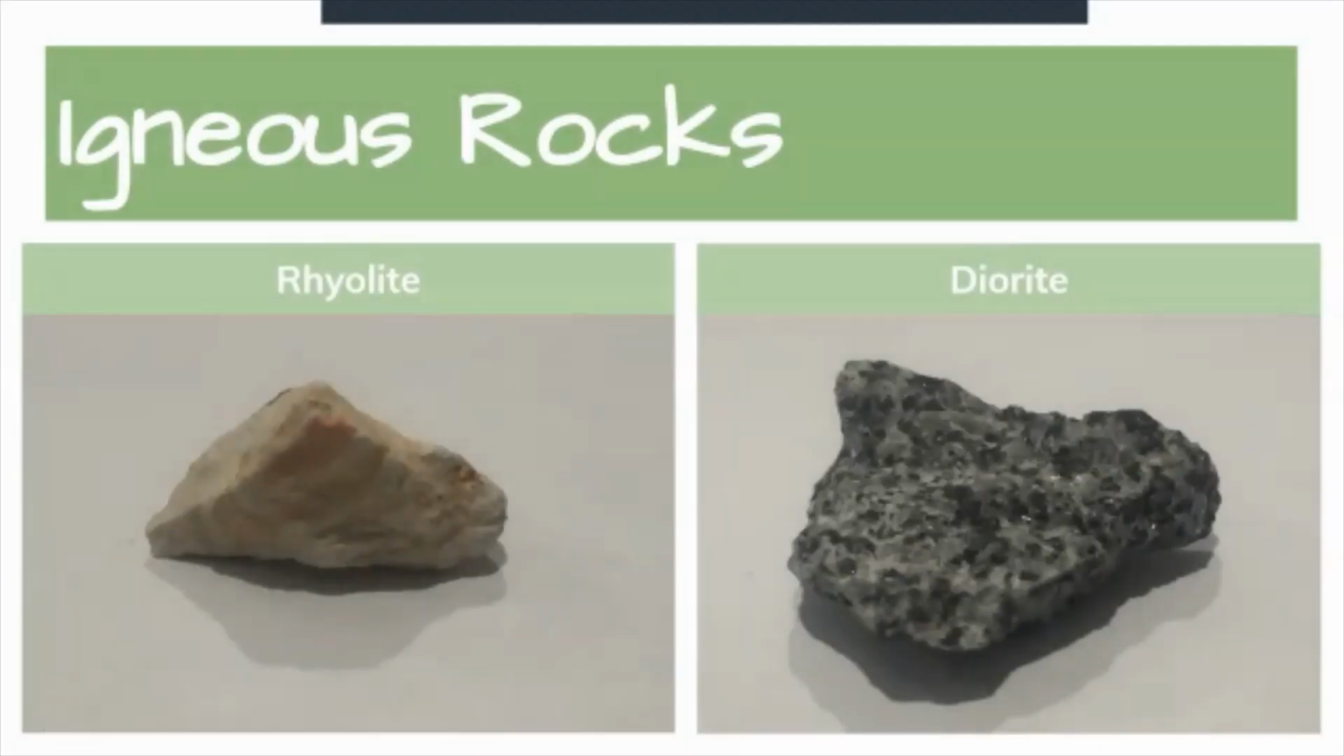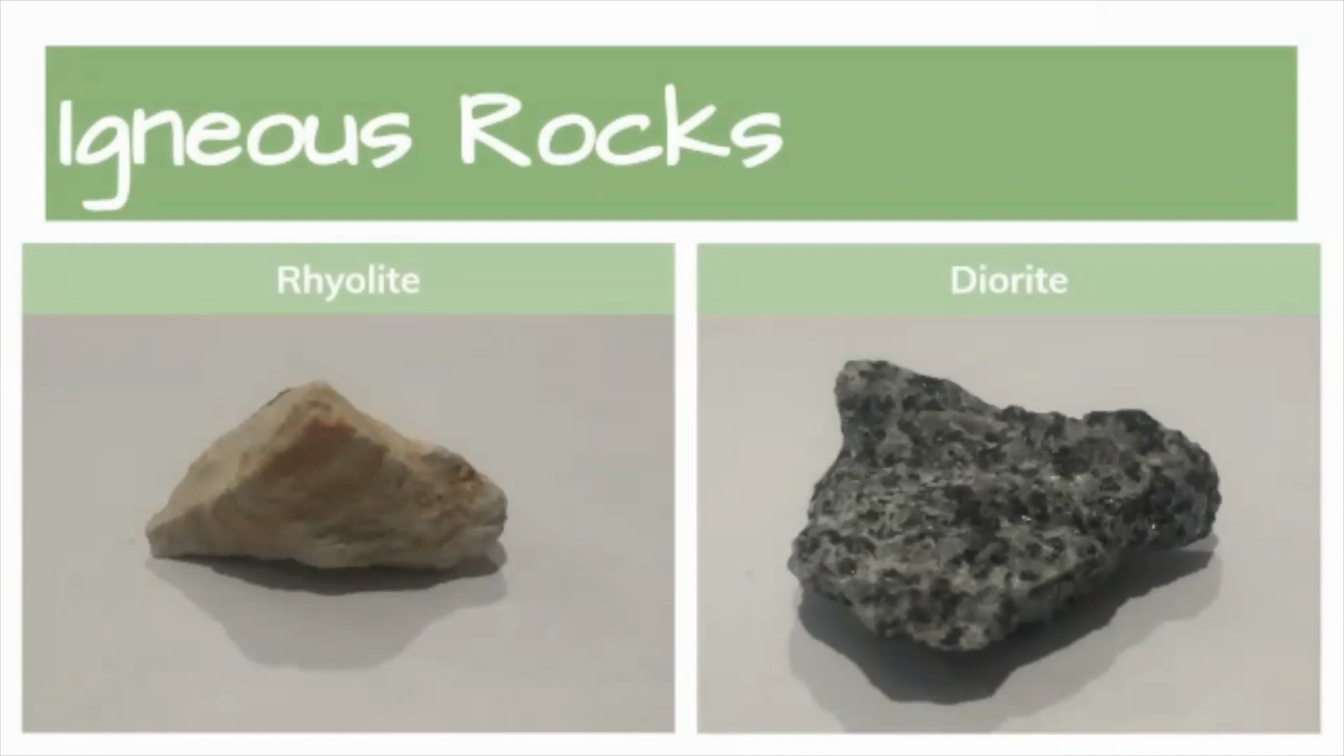On our next slide, we have rhyolite and diorite. Rhyolite is an extrusive igneous rock, and these are usually pink or gray in color. It has a felsic composition, which means it's silica rich. It may have a texture from glassy to aphanitic or porphyritic. The mineral assemblage is usually quartz, sanidine, and plagioclase.